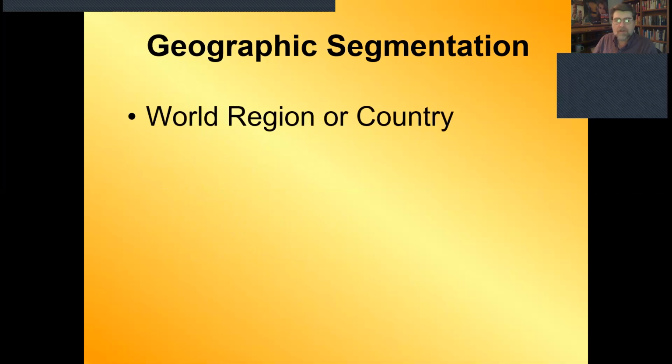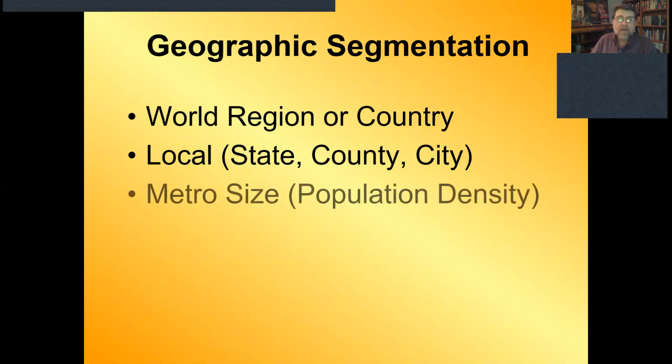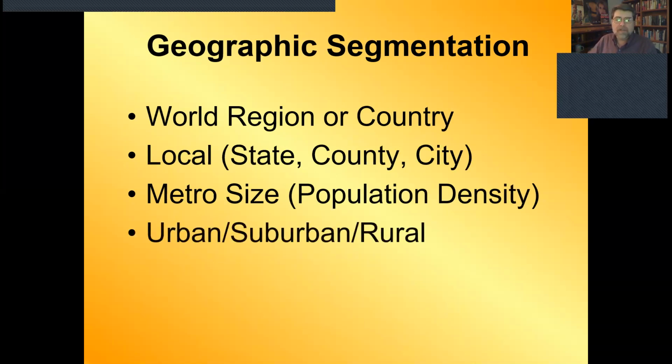Geographic segmentation deals with where people live or work, what world region or what country. On a more macro level, what state, county, city, or zip code do we live in? As we look at that, what population density? We're talking about city, urban areas, rural areas, suburban areas, and these are important because people in the different areas will tend to prefer and need different types of products.